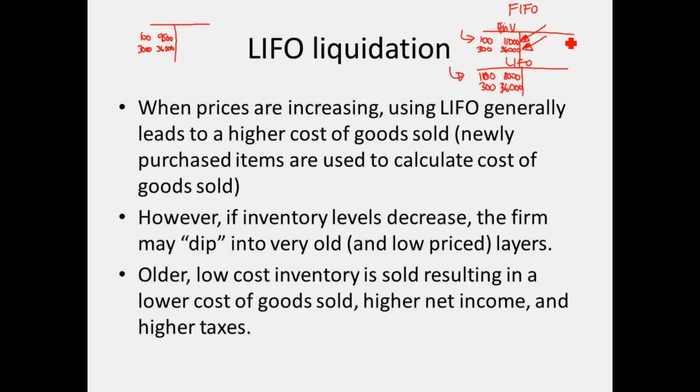If I use LIFO, which 300 books do I sell? Well, I just sell the most recent ones. The last ones in are the first ones out. But what happens if I sell all 400 books? It doesn't matter which one I choose. So what is my cost of goods sold under FIFO? What is my cost of goods sold? And what is my cost of goods sold under LIFO?